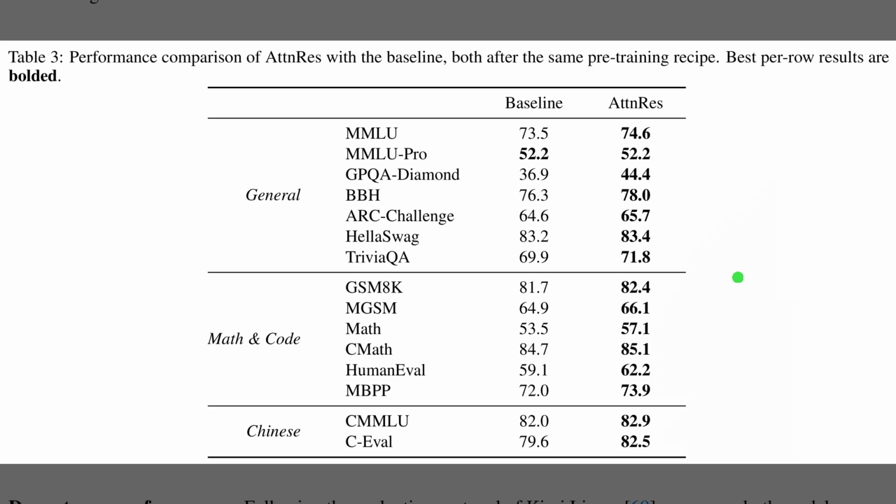Okay. Since Figure 5 covered the training dynamics, Table 3 evaluates the final downstream performance. The benchmarks are divided into general understanding, math and code, and Chinese tasks. Block attention residuals match or beat the baseline everywhere. The gains are particularly strong on complex reasoning tests, like GPQA Diamond, which jumps by 7.5 points, and coding benchmarks like HumanEval. This proves that better information flow directly helps compositional tasks, because later layers can selectively retrieve earlier representations.